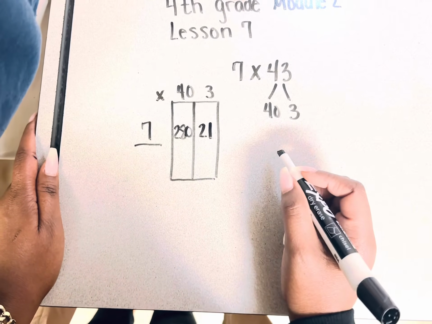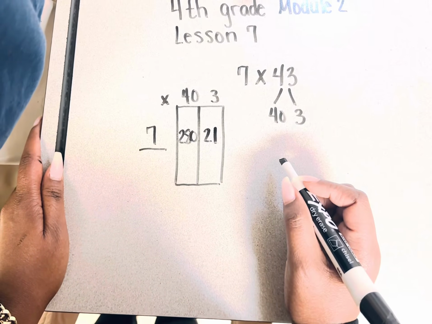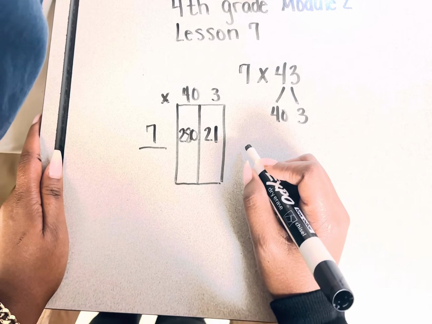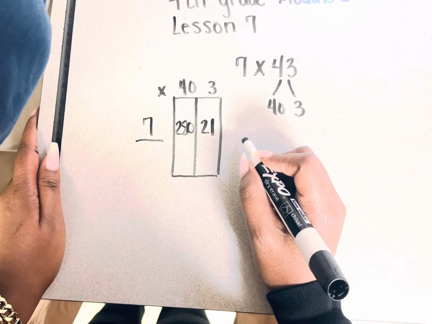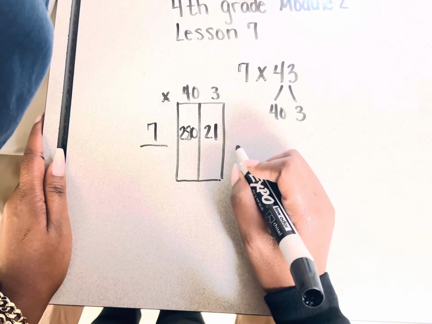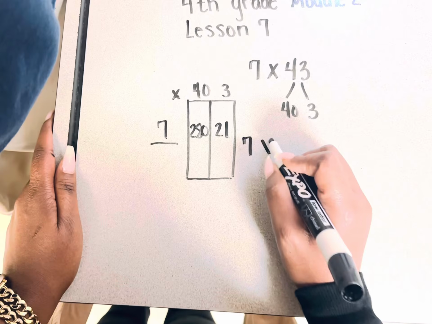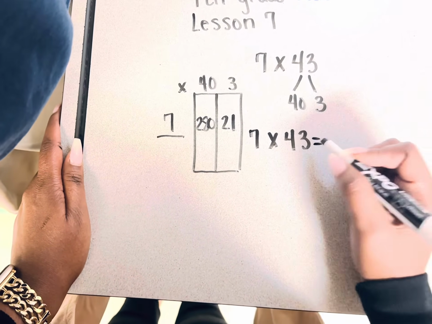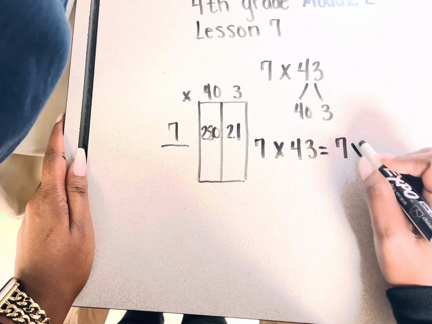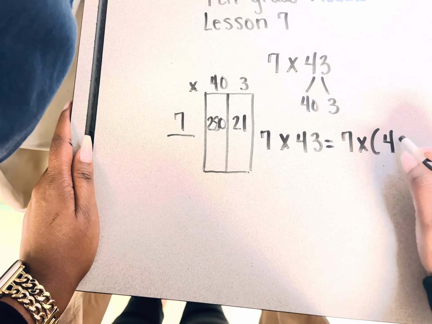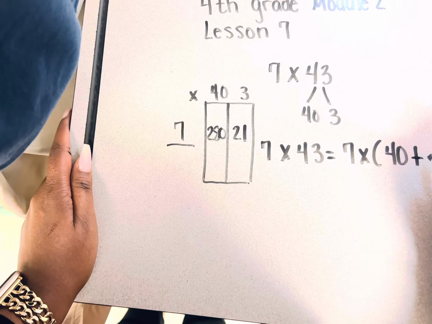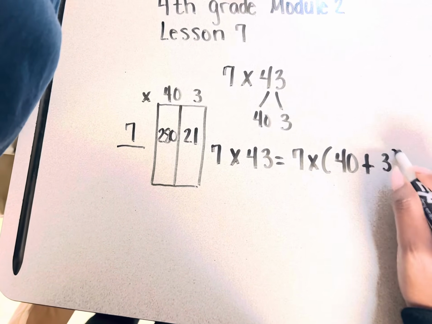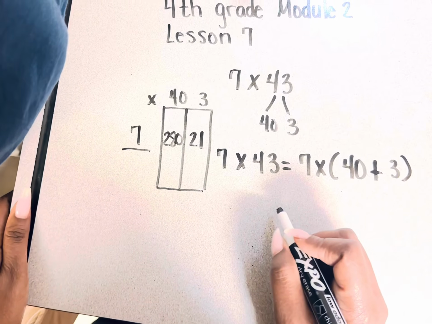So now it's time for us to do distributive property. Distributive property is when you are breaking down or decomposing a number and multiplying it by a factor. So we're going to do 7 times 43. And then we're going to decompose that again and do 7 times our tens, which is 40, plus our ones, okay? Now, we're going to solve.